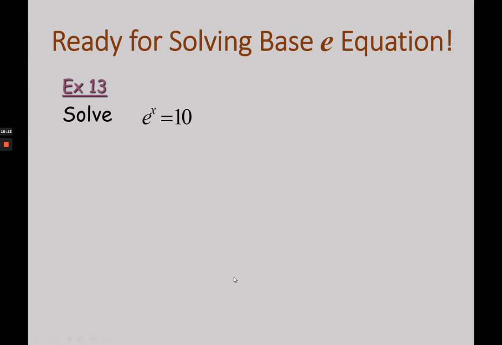We are now ready to solve base e equations. Of course, you can use an algebra calculator, but since we are supposed to use Desmos, we will do manual work beforehand. So we will solve e to the power of x is equal to 10.